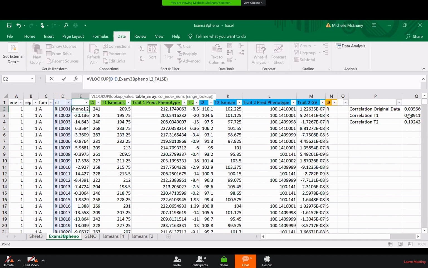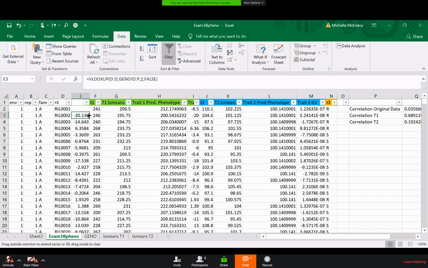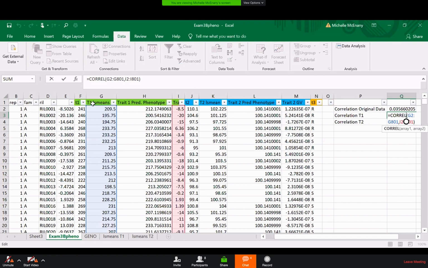So did you have the same correlation values as I have here? Let me look. 0.689 and 0.192? Hang on. Where at? Column Q over here. No, well, that's because I did... Which correlation did you do again? So I did the LS means and GB. That's why, because I didn't do the LS means.